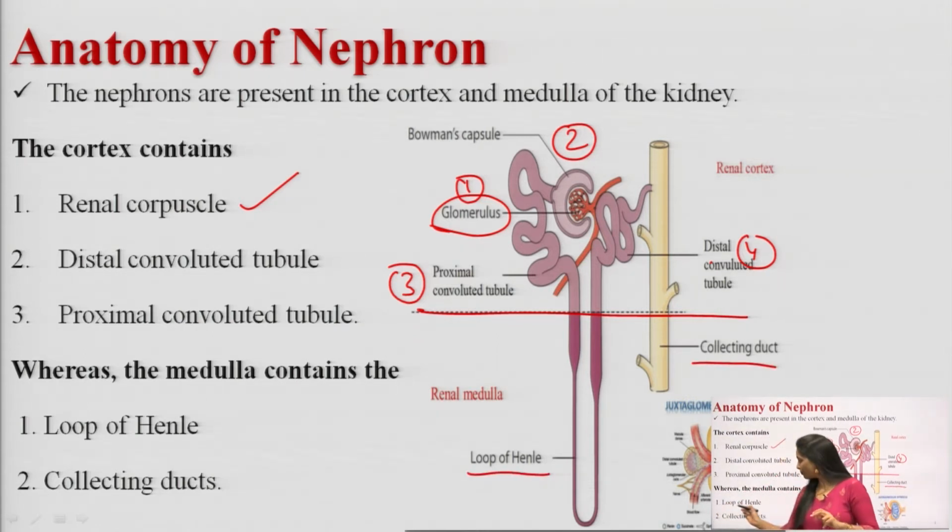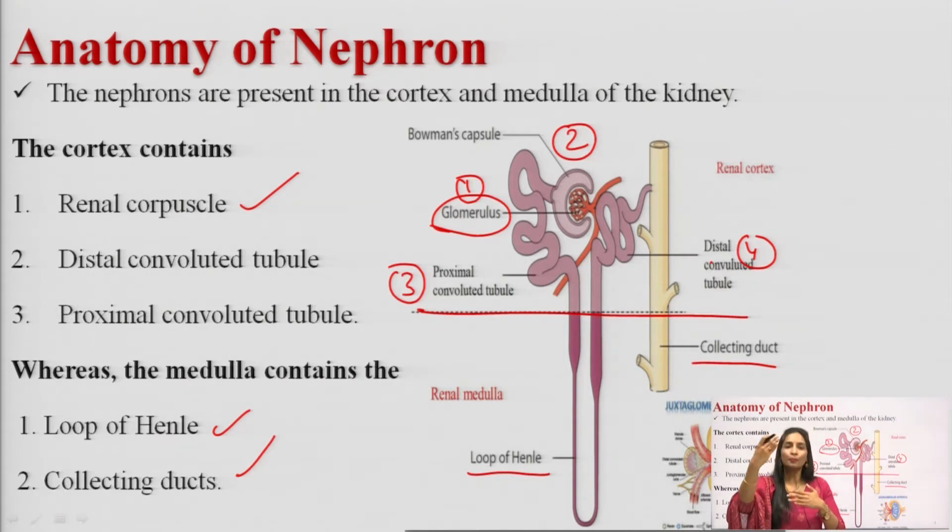So, look at here, loop of Henle, collecting duct. If I am talking about the nephron, it has been divided into two parts. The cortex part is the upper portion and the medulla part is the inner portion. So, the cortex is the outer layer, right, and the medulla is the inner layer. So, what are the parts present inside the cortex? Glomerulus, proximal convoluted tubule, distal convoluted tubule. And what about the medulla region? Loop of Henle, collecting duct.